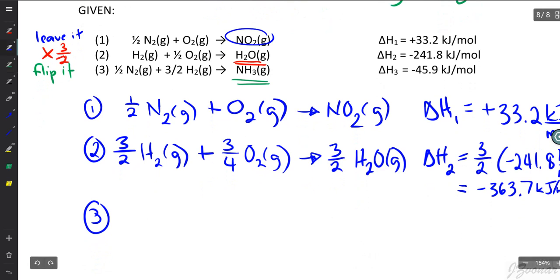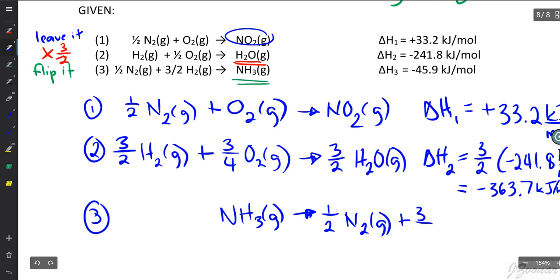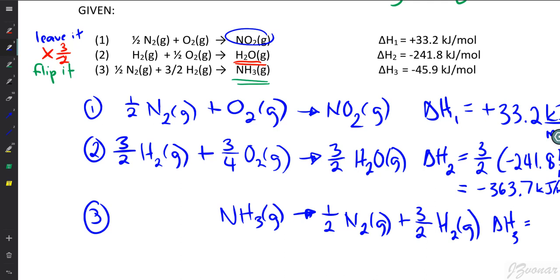So looking at my last equation here, I am going to reverse the equation. Again, nice to line them up so that you can visually see what reactants and products are for our canceling purposes. And so when we do this delta H, folks, it's very important that we also change the sign. So the sign is negative 45.9. We're going to make this sign positive 45.9 kilojoules per mole.